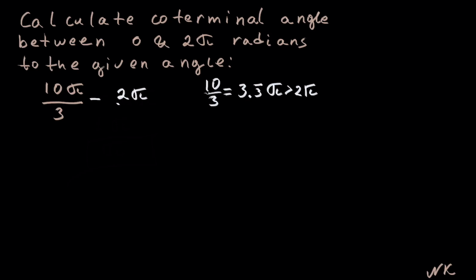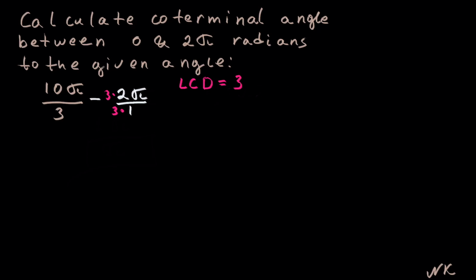We will need a common denominator. 2 pi will be out of 1. The least common denominator will be, one fraction has a 3, the other one is 1, so the smallest number divisible by both 3 and 1 will be 3. We need to multiply 1 by 3 in the second fraction. Whatever we do to the denominator, we need to do the same thing to the numerator.